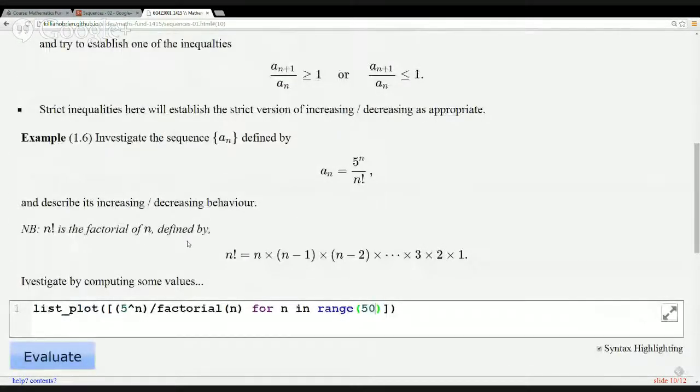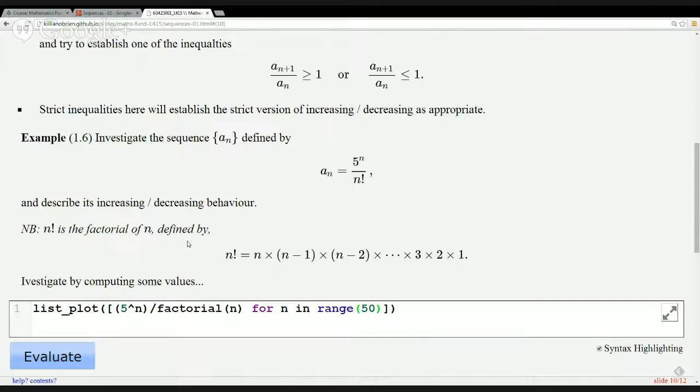Okay, so we'll take our term n, our definition for the nth term. So we're considering this sequence an, which is 5 to the power n over n factorial. And yeah, we'll have a look at it.